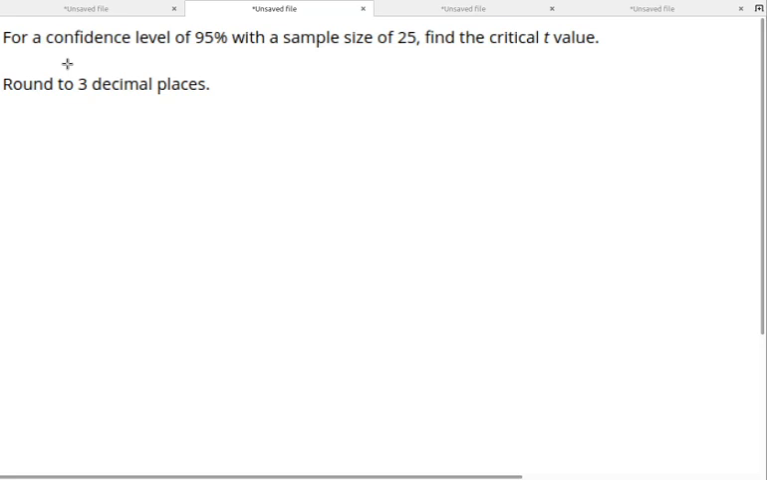For a confidence level of 95% with a sample size 25, find the critical t-value. So the clue of what distribution to use is the fact that it asks us to find a t-value. This suggests that we're probably running a confidence interval for a mean, estimating a mean of a population. And so we're going to use the t-distribution, which is a bell-shaped curve, much like the normal distribution.